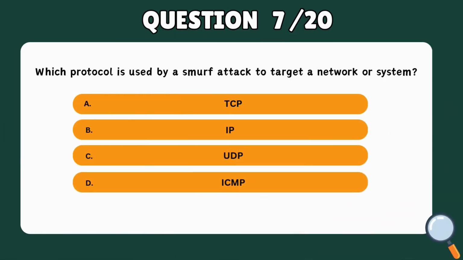Question 7. Which protocol is used by a Smurf attack to target a network or system? A. TCP. B. IP. C. UDP. D. ICMP. Correct answer. D. ICMP.